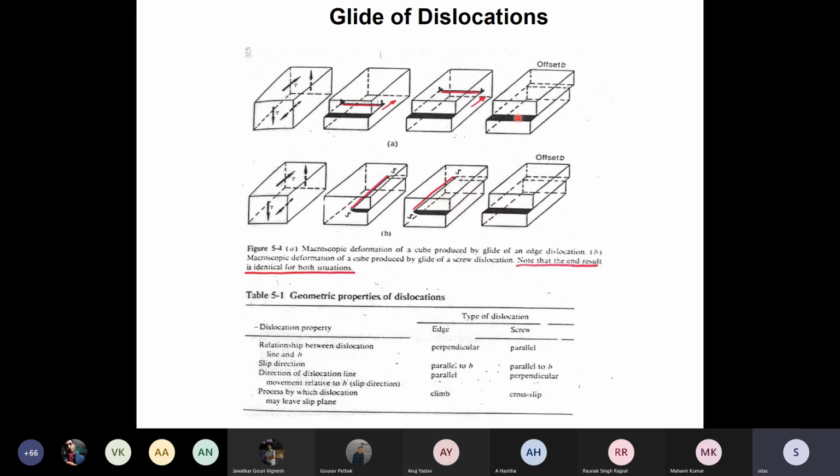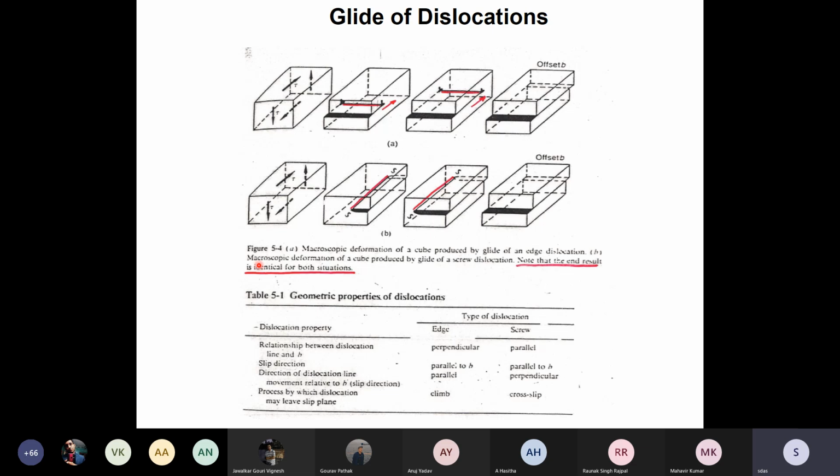Identical. There is no difference in their appearance. And the magnitude of that offset is equivalent to their Burgers vector. So the slip created by an edge dislocation and a screw dislocation, the permanent offset created by them, are identical.